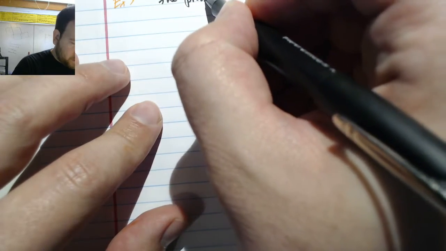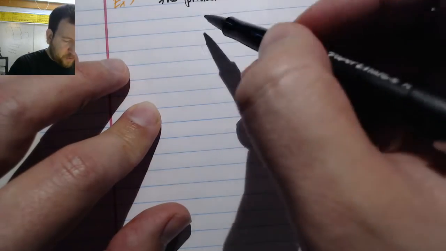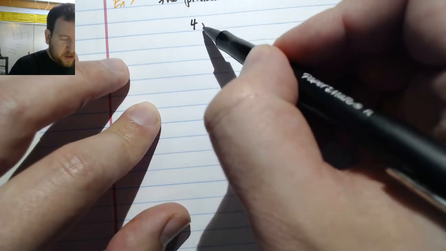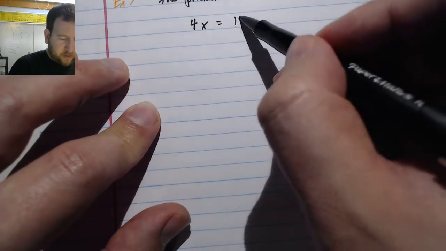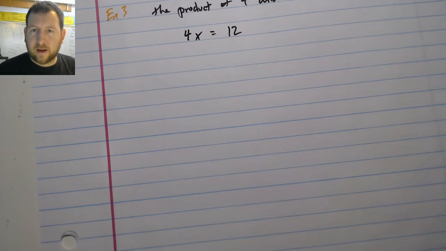Oh, it looks like we have just equations for this section. Interesting. All right, well, let's do one more then. The product of 4 and a number is 12. All right, the product of 4 and a number. 4 times a number is going to be equal to 12. And there we go. I'm good to go. Go ahead and get started. Good luck.